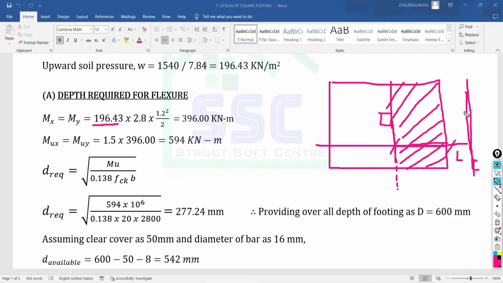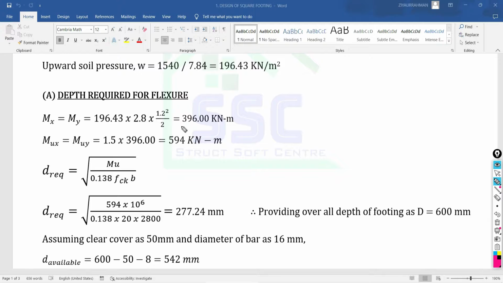So the width is 2.8 meter, multiplied by the projected part, which is 1.2 meter. So 1.2 squared divided by 2 for the cantilever portion, and we get the moment as 396 kilonewton meter. The same calculation applies to the y direction, because our footing is square and our column is square. So in the x direction and in the y direction, the moment will be the same, 396 kilonewton meter. Okay, so this is the service moment. This I am going to call it as what?